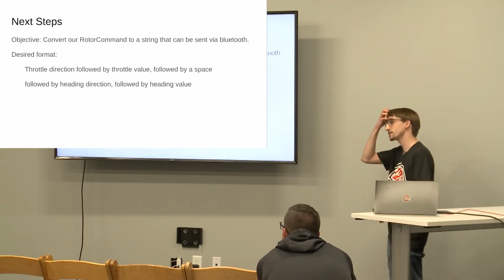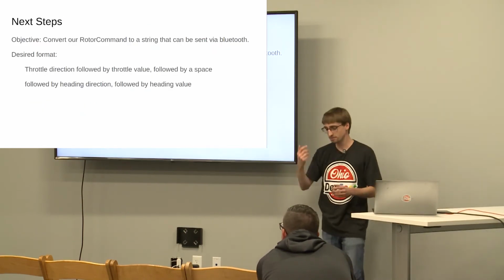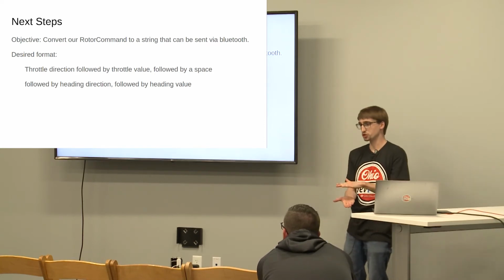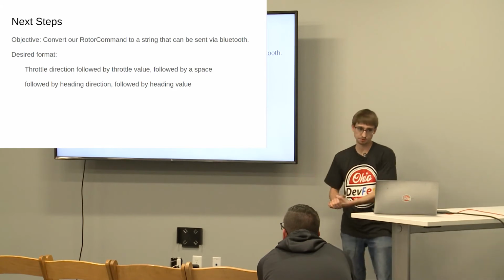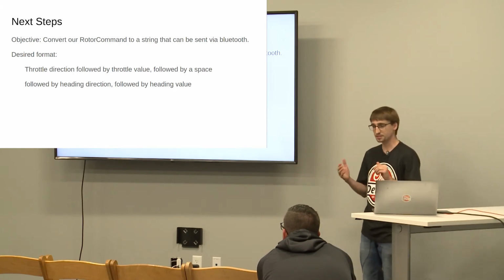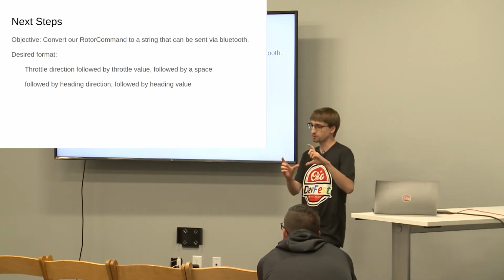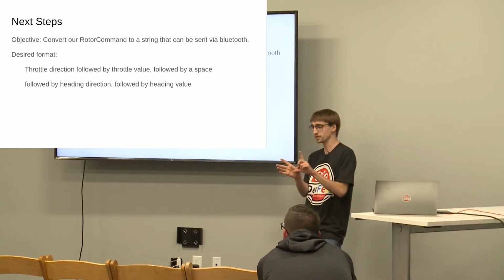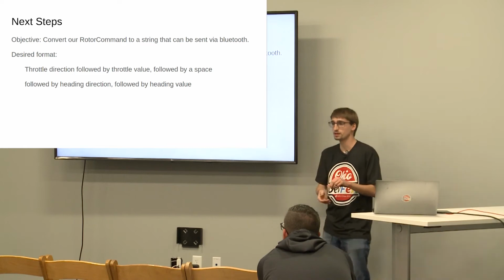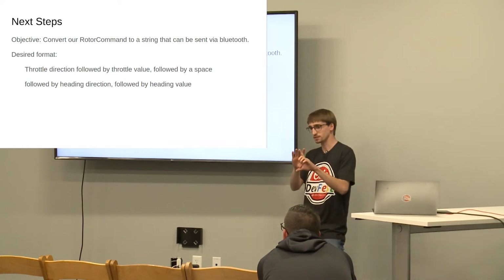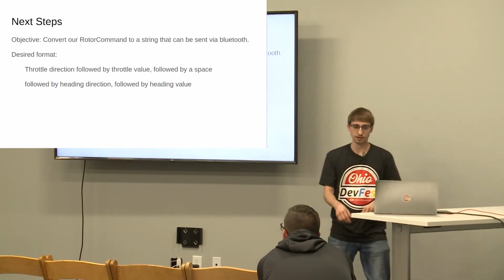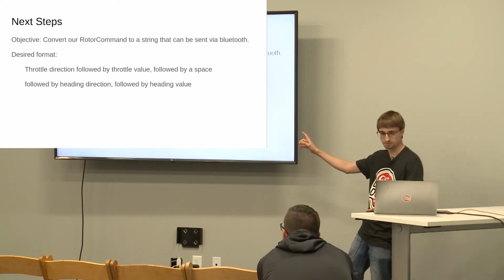OK, so next steps. We wanted to write a method that basically encapsulates all of this data from our rotor command and mushes it into a string that we can send over Bluetooth. The desired format is a single character to represent the throttle, and then 3 digits to represent the throttle value, followed by a space, and then a single character representing the heading, and then 3 digits representing the heading value. And I'll have an example right here.